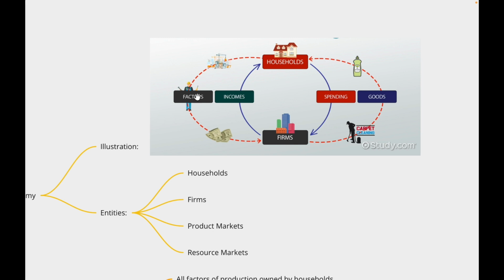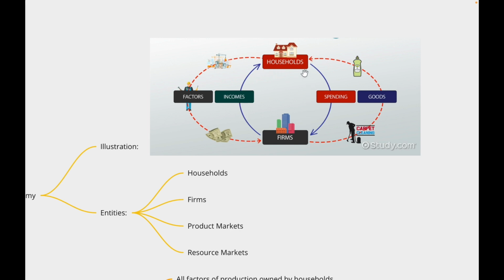And in exchange, the firms will make a payment to the factors and the dividends. So for example, for land, the firms will pay rent. For labor, they will pay wages. For capital, they will pay interest. And for entrepreneurship, they will pay dividends. So they are paying for what we provide as the factors of production.